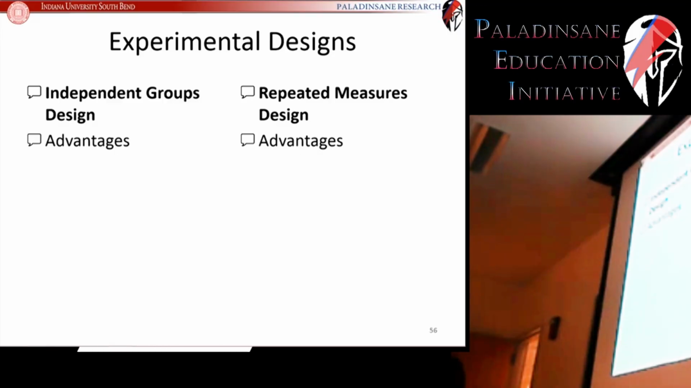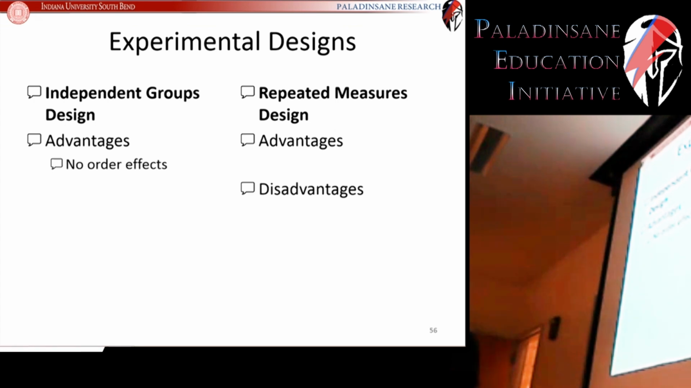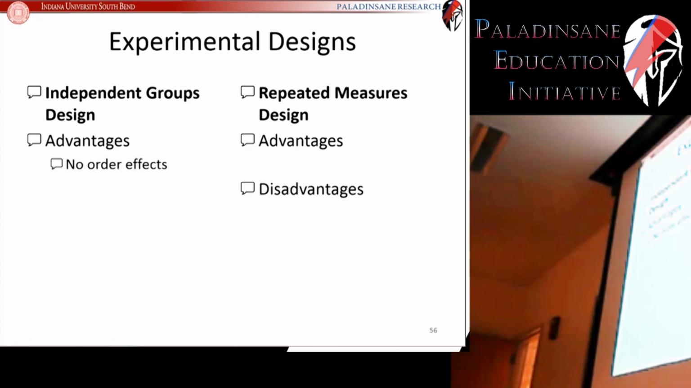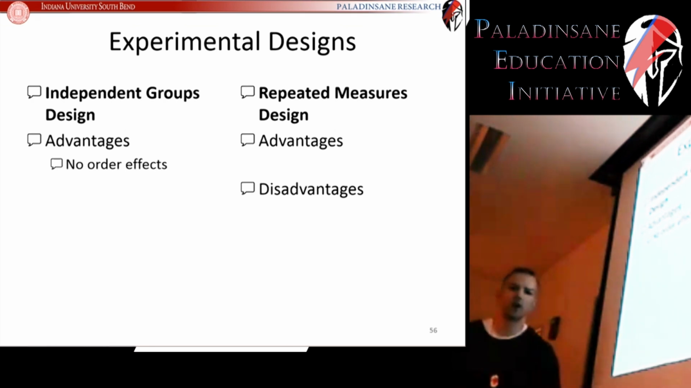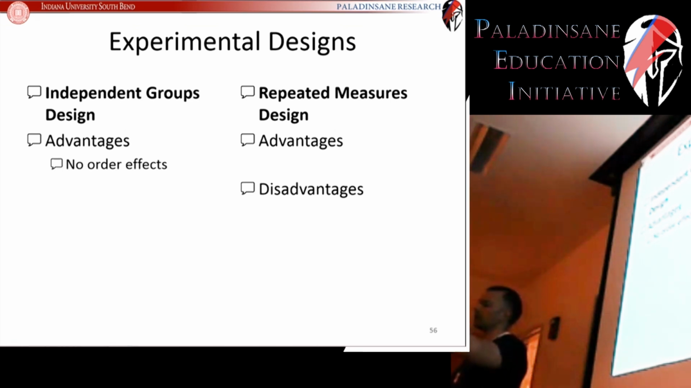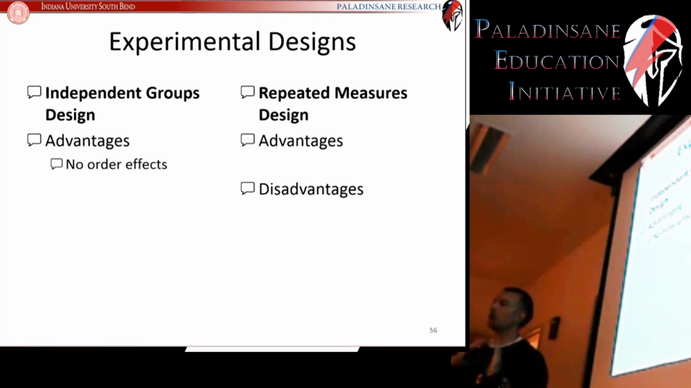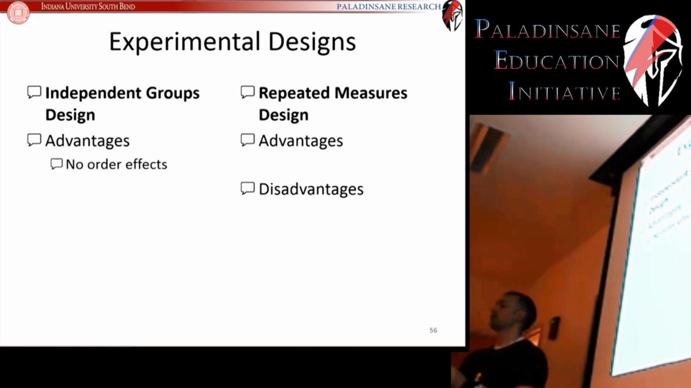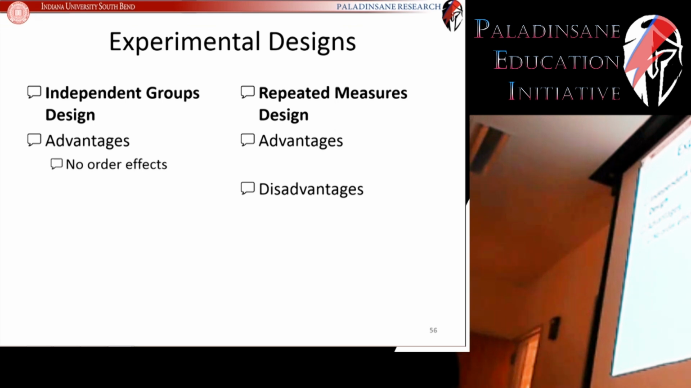So what are some of the advantages and disadvantages of these two designs? One advantage of the independent groups design is that there are no order effects. Half of your subjects do one part of the experiment, and half of your subjects do the other part of the experiment. There's no order effects because they're only experiencing one level of that independent variable. So you do not have to worry about order effects.